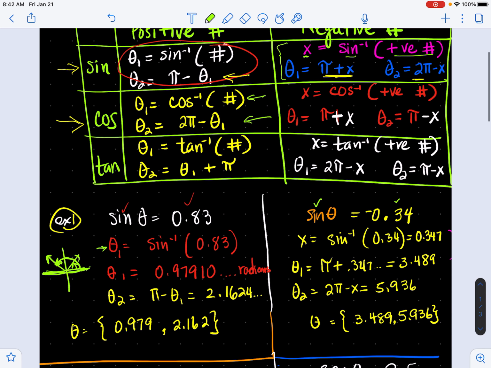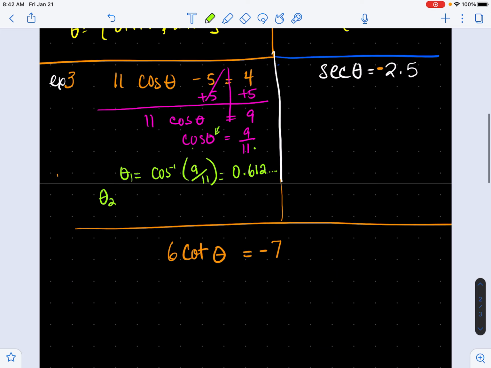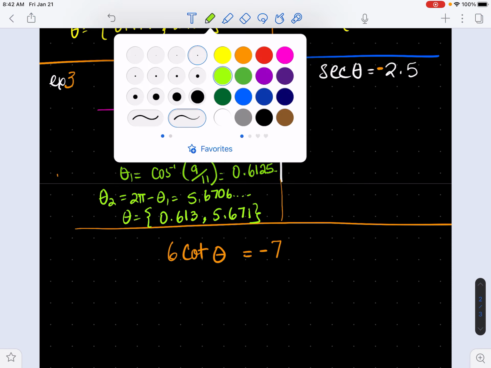Theta 2 is simply 2 pi minus the first answer, minus theta 1. That turns out to be 5.6706-ish. And it comes to rounding time. I found both the angles. It's 0.613-ish because this was a 5, and comma, 5.671 radians. Both the angles.